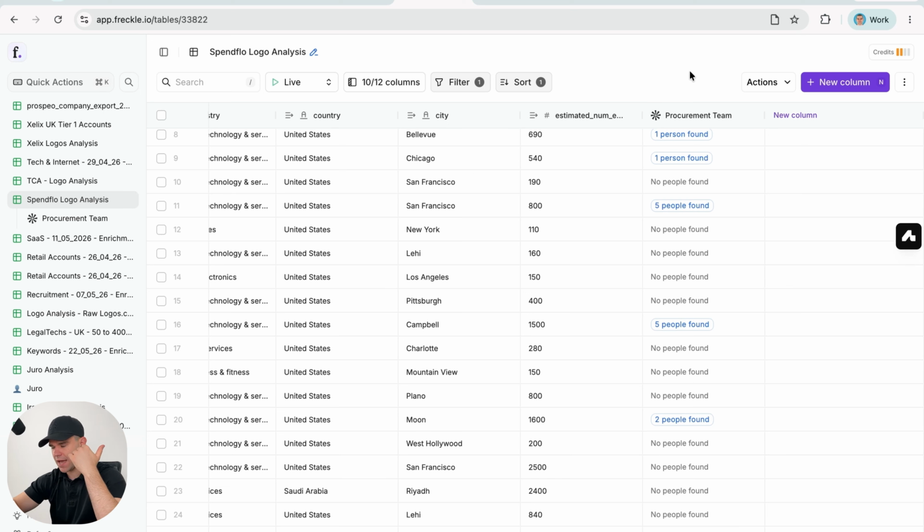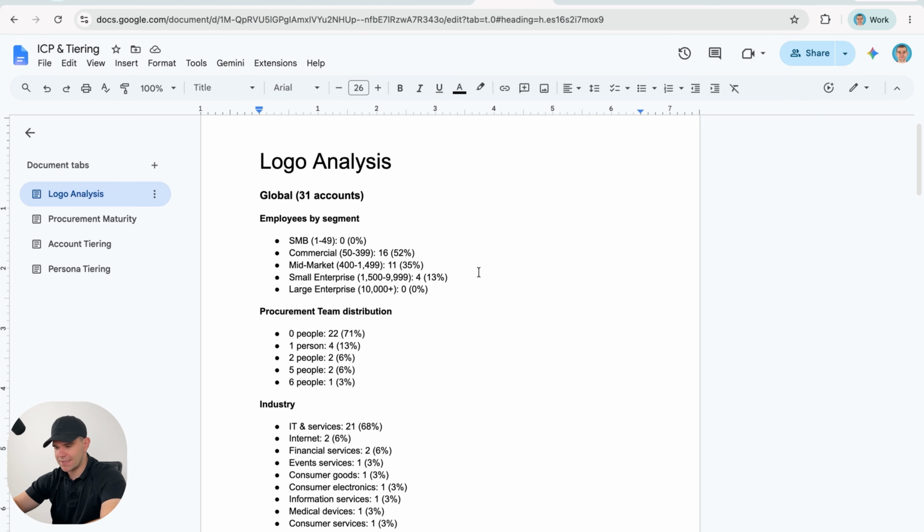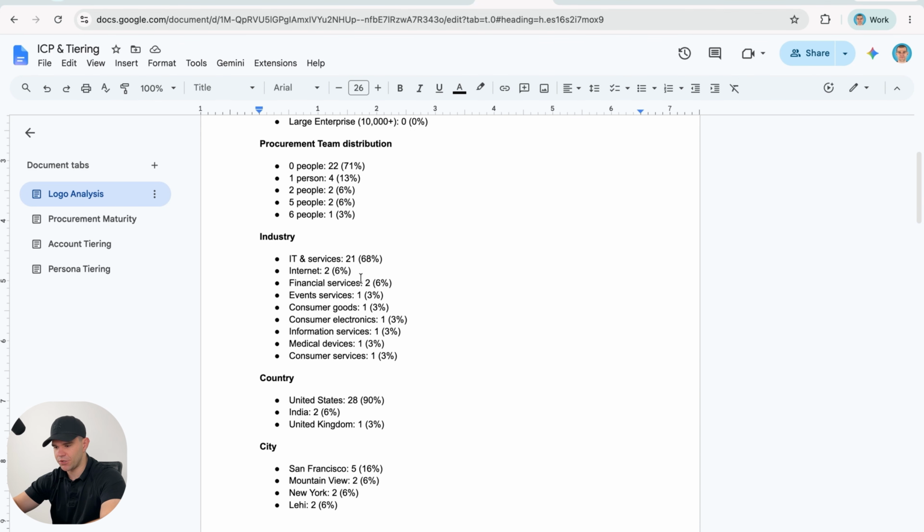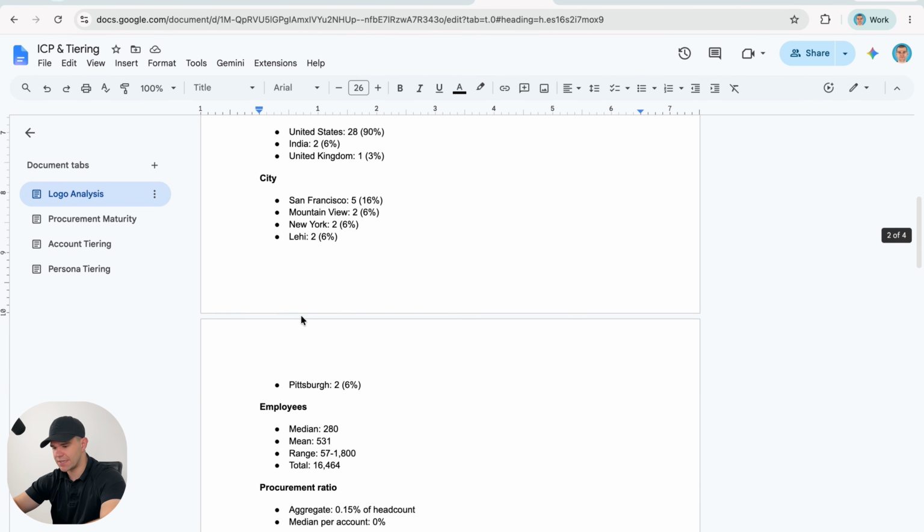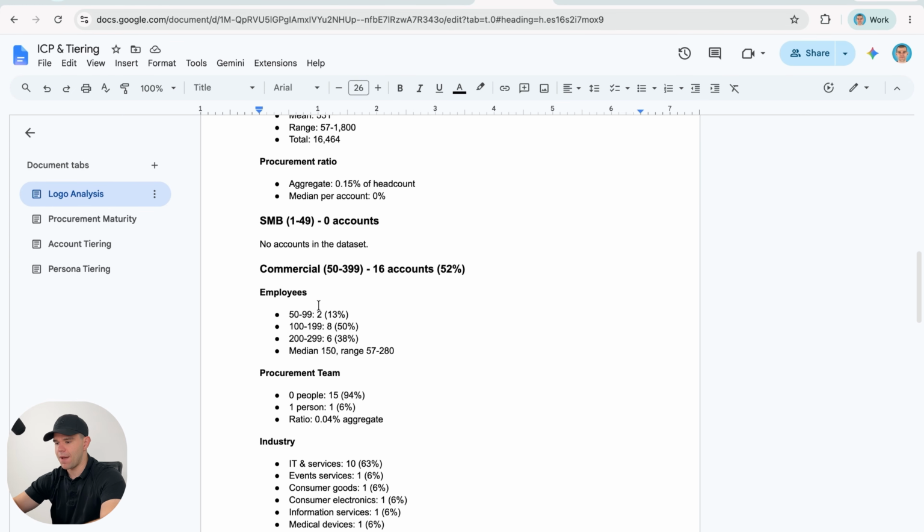Are all the employee counts correct? Are the countries correct? Are the industries correct? And things like that. And we've also done a manual QA because the underlying data needs to be good. We've then done a logo analysis on a global level, breaking it down by all the different segments, so SMB, commercial, mid-market, small enterprise, and large enterprise, procurement team distribution, industry splits, country, city, employees, and then obviously we've done exactly the same for the different segments.